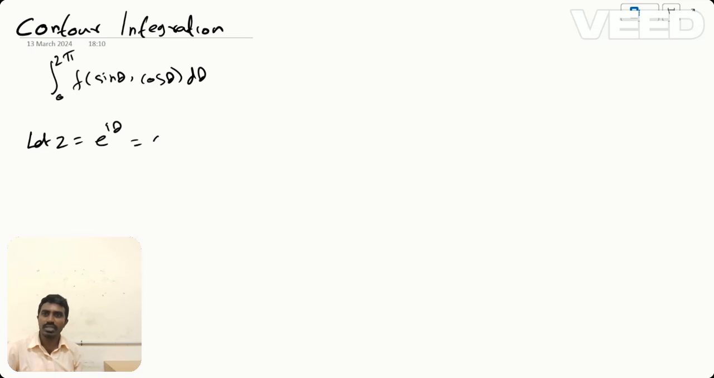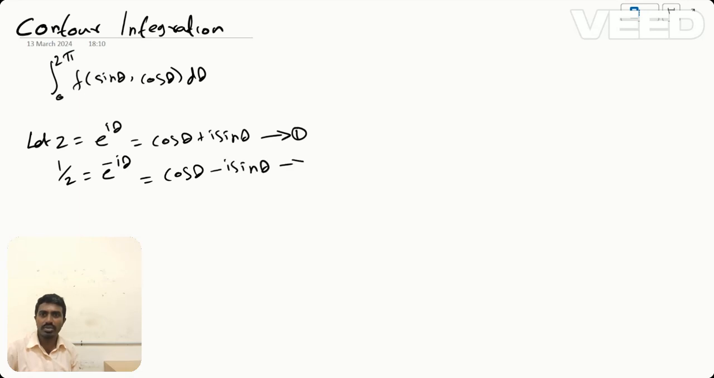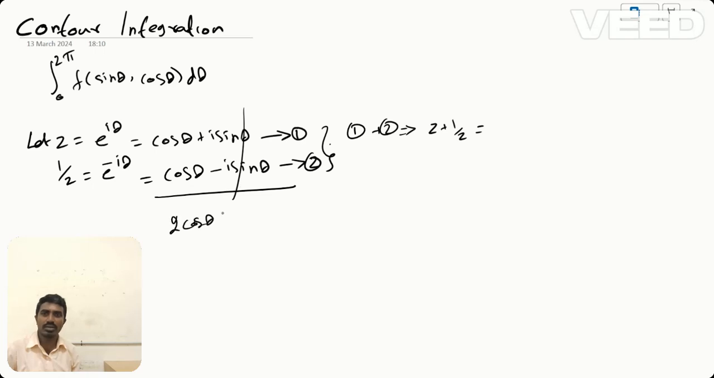We know that e power i theta is cos theta plus i sin theta. Let it be equation number 1. Now 1 by z is nothing but e power minus i theta, which is equal to cos theta minus i sin theta. Let it be equation number 2. Now add these two equations, that is 1 plus 2. Then z plus 1 by z equal to, now add these two, so these two will get cancelled, then you get 2 cos theta. So z plus 1 by z is 2 cos theta.